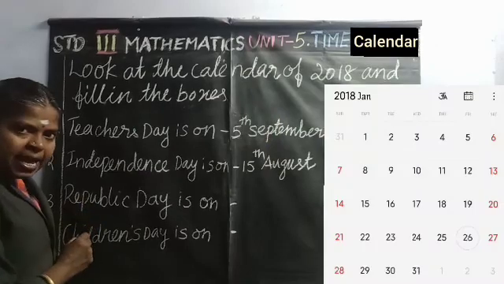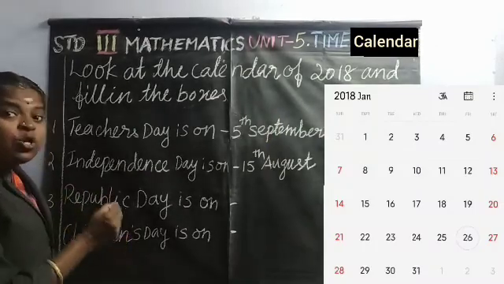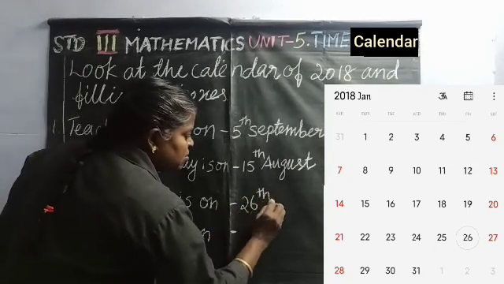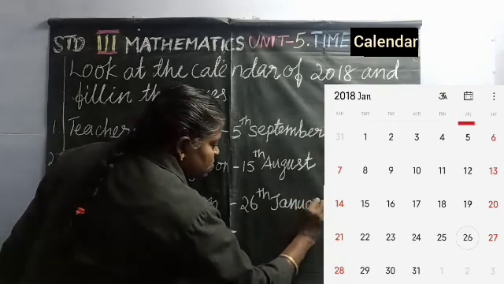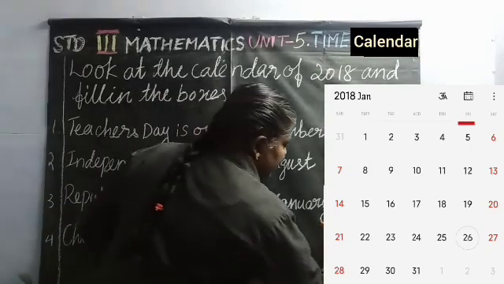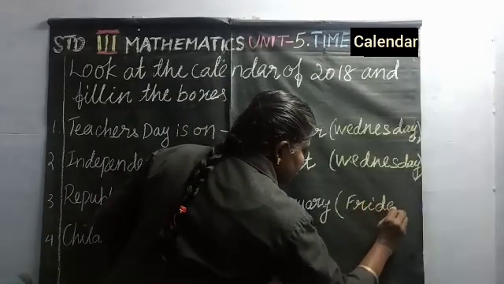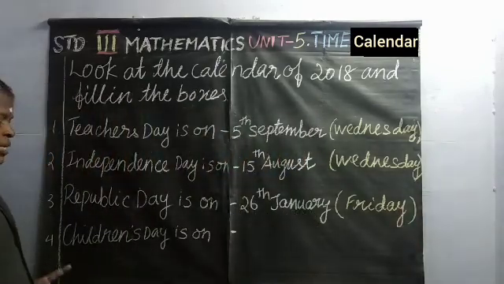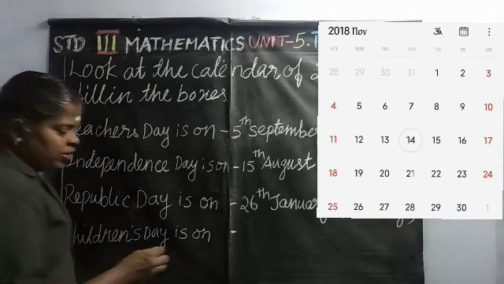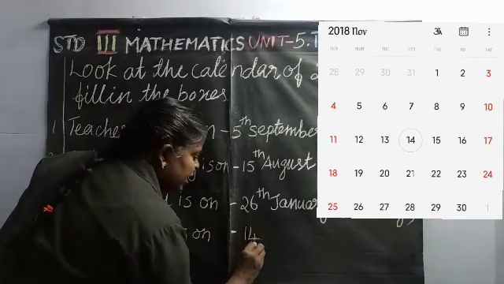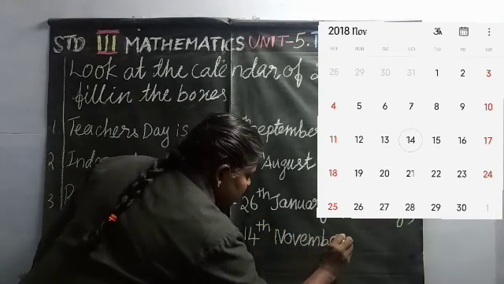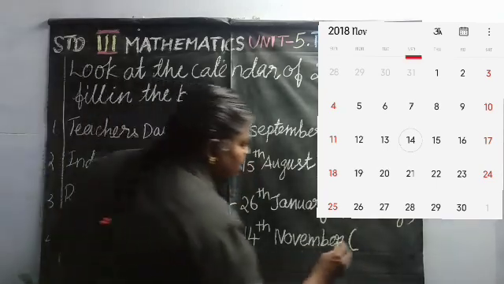When is Republic Day? Republic Day is on 26th January. It occurs on Friday. Last one, Children's Day is on November 14th. Children's Day is on 14th November. It occurs on Wednesday.